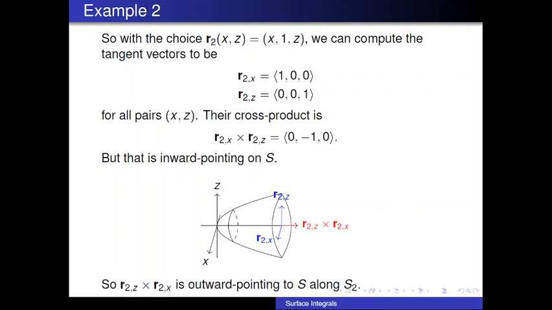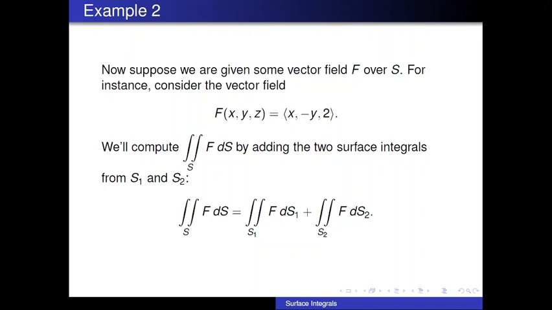Okay, so now that we've got that going on, let's suppose we're given some vector field over this whole surface S. For instance, let's say we have this vector field, big F of x, y, z, equal to x in the first component, minus y in the second component, and 2 in the third component. We're going to compute the surface integral of this vector field over S by adding the two surface integrals over S sub 1 and S sub 2. I'm not totally sure if this notation is standard, putting the subscript also inside there, but I'm doing that just to sort out the fact that these are two different things.